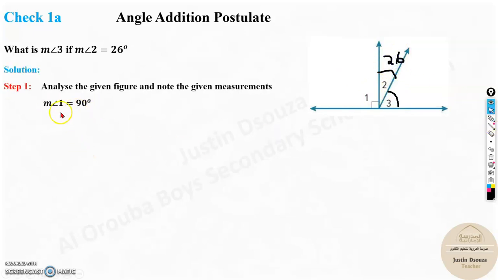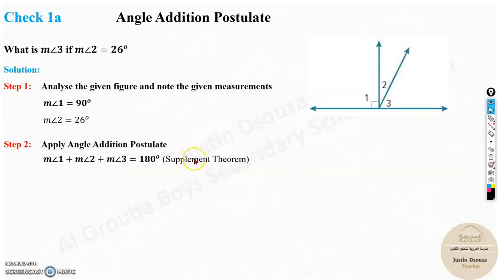Now, same way like the previous one. Here the measure of angle 1 is given in the figure. It's 90 degrees. Angle 2 is 26. Angle 3 is unknown. But the total angle is not given. But you can see there is a straight line. So if you remember the supplement theorem, we can apply that.